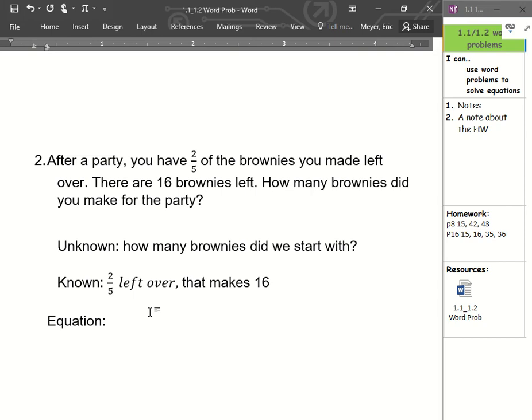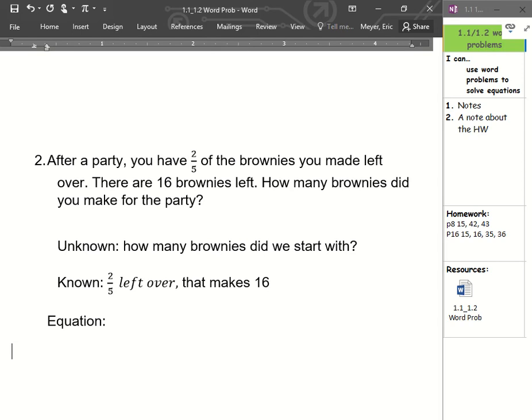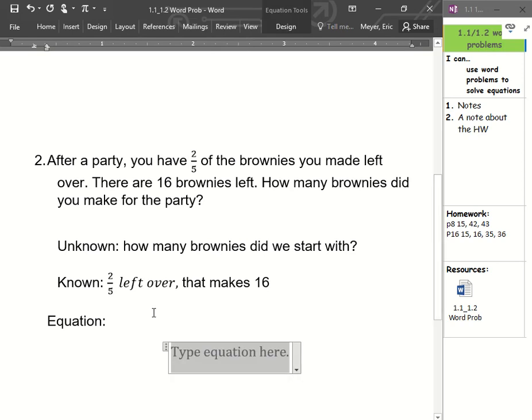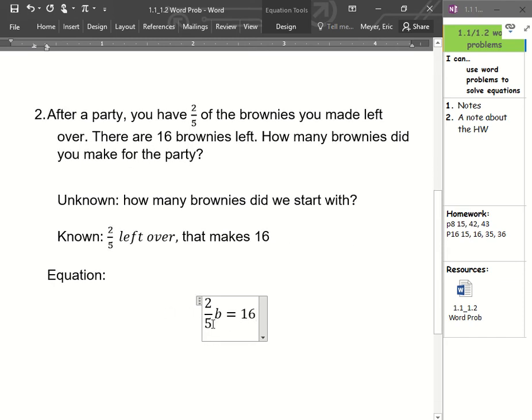So what would happen here? I want to go from 2/5 times B equals 16. B would be the amount that we started with. We multiply that by 2/5 to get what we started with. This is a homework problem that a lot of us struggled with. So I'm going to make sure that we talk a little bit about what that looks like. So 2/5 B equals 16.